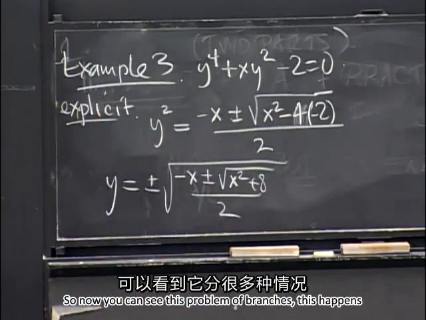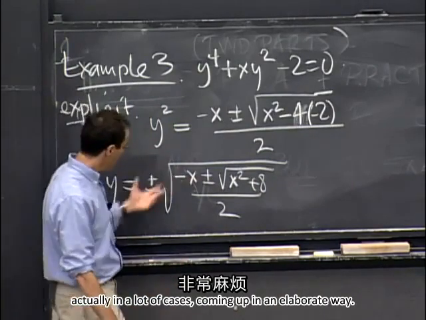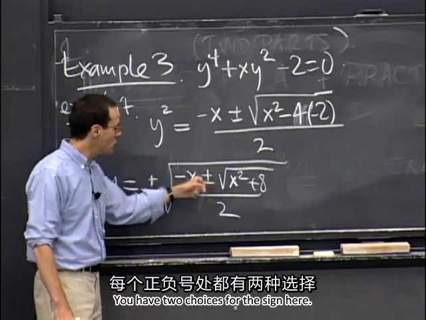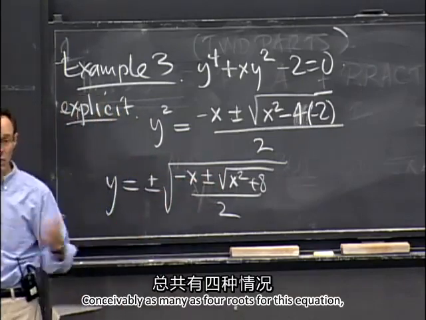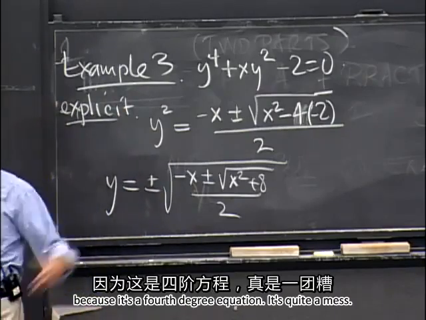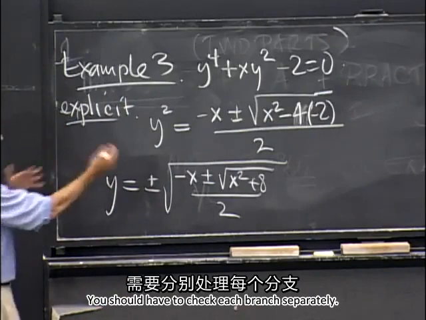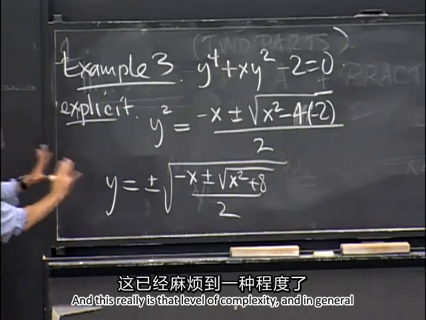All right? So now you can see this problem of branches. This happens actually in a lot of cases, coming up in an elaborate way. You have two choices for the sign here, and two choices for the sign here. Conceivably, there are as many as 4 roots to this equation because it's a fourth degree equation. It's quite a mess. You would have to check each branch separately. And this really is that level of complexity.